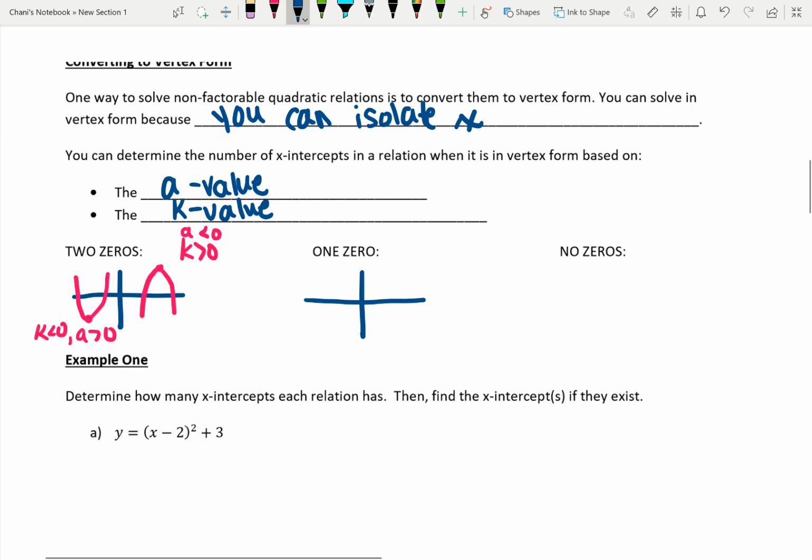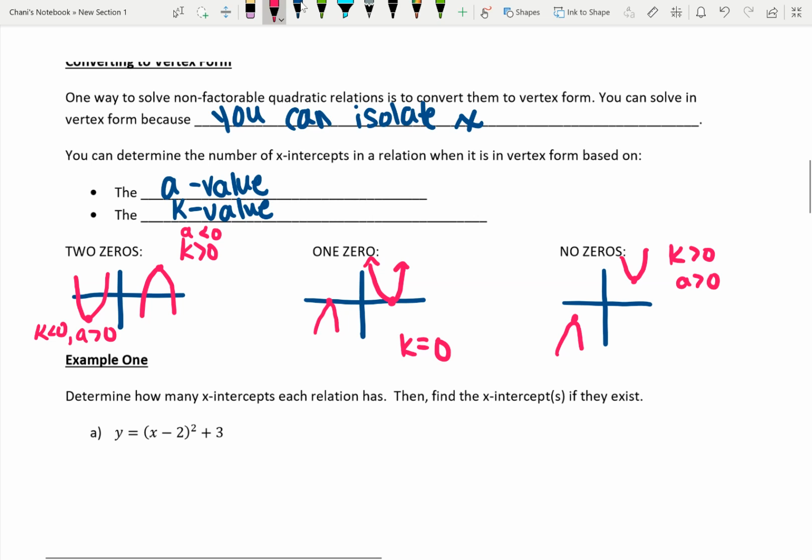Now, think about what has to happen for you to have one zero. Your k actually has to be on the x-axis, and it doesn't matter if it opens up or down. So for there to be one x-intercept or one zero, simply k has to equal 0. Doesn't matter about a. For there to be no zeros, you would have a positive y value of your vertex opening up, or a negative y value of the vertex, and it opens down.